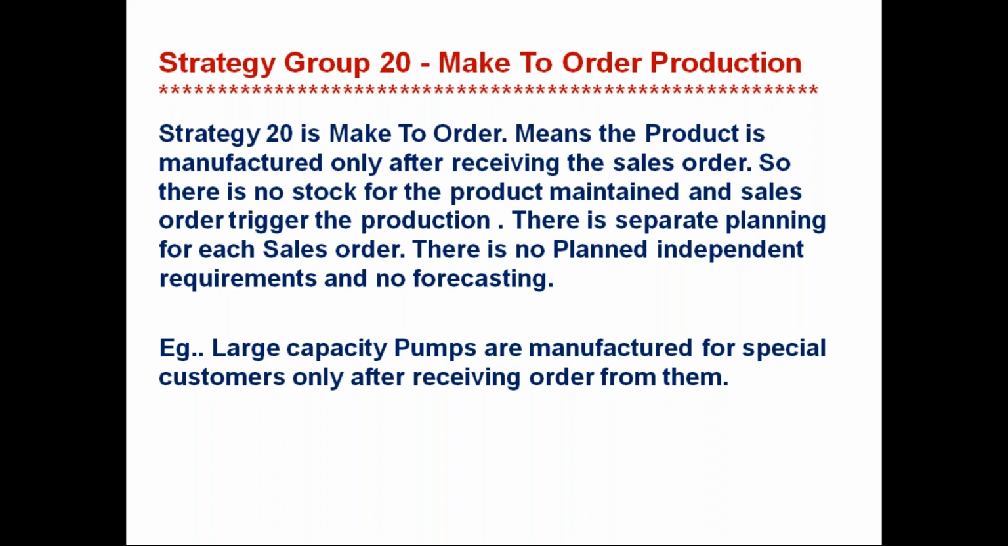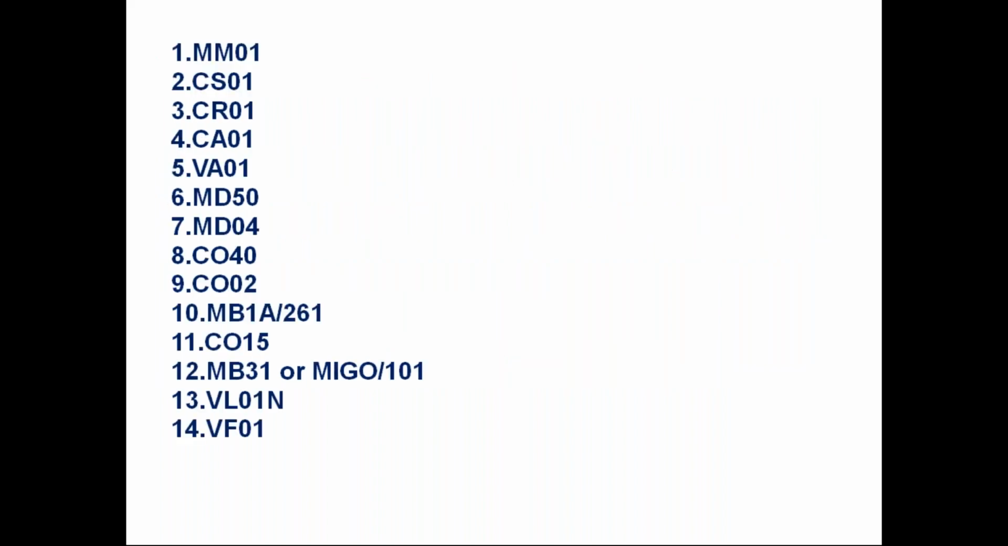You have the meaning in the statement itself. Make to order means the finished product is manufactured only after receiving the customer sales order. So in this process there is no stock maintained for the product, and the sales order triggers the production. There are no planned independent requirements and no forecasting. Example: large capacity pumps are manufactured for special customers only after receiving an order from them.